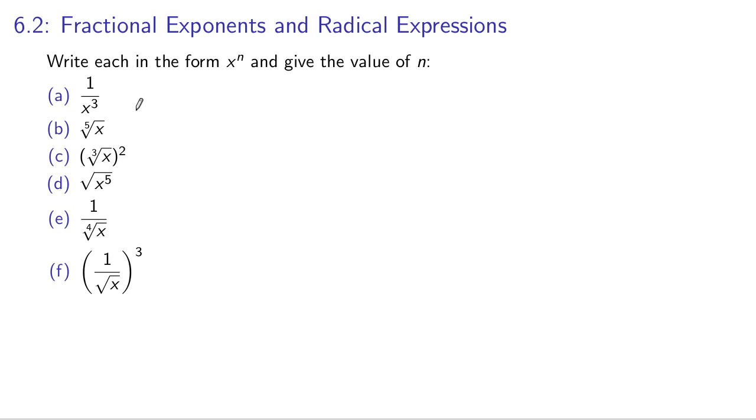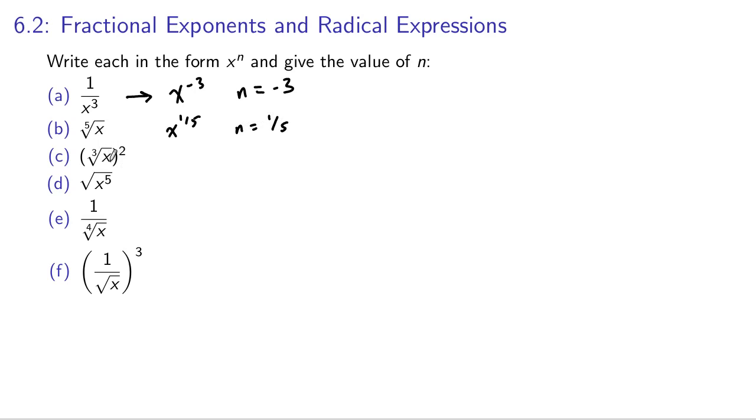Let's write each form in the form of x to the power, and then give the value of the power. So we're going to have to use fractional exponents potentially here for our radicals. So remembering the rule that we can negate the power, this is just x to the minus 3, n is minus 3. Here we would have a fractional exponent, x to the 1/5, so n is 1/5.